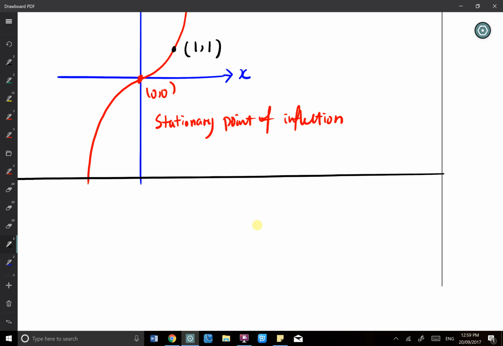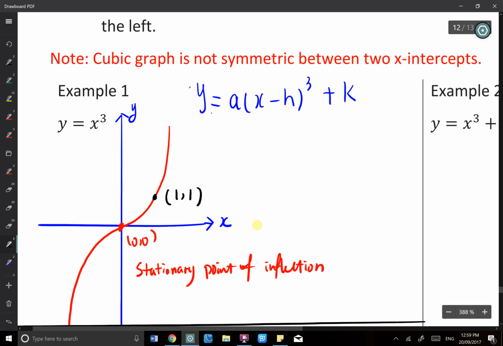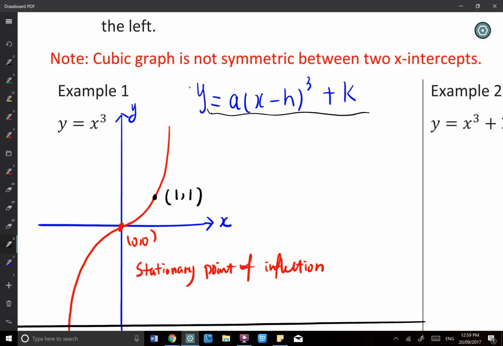Can you see this general formula? It looks like the quadratic turning point form a lot. It is called the stationary point of inflection form. So instead of a turning point, we have a stationary point of inflection.